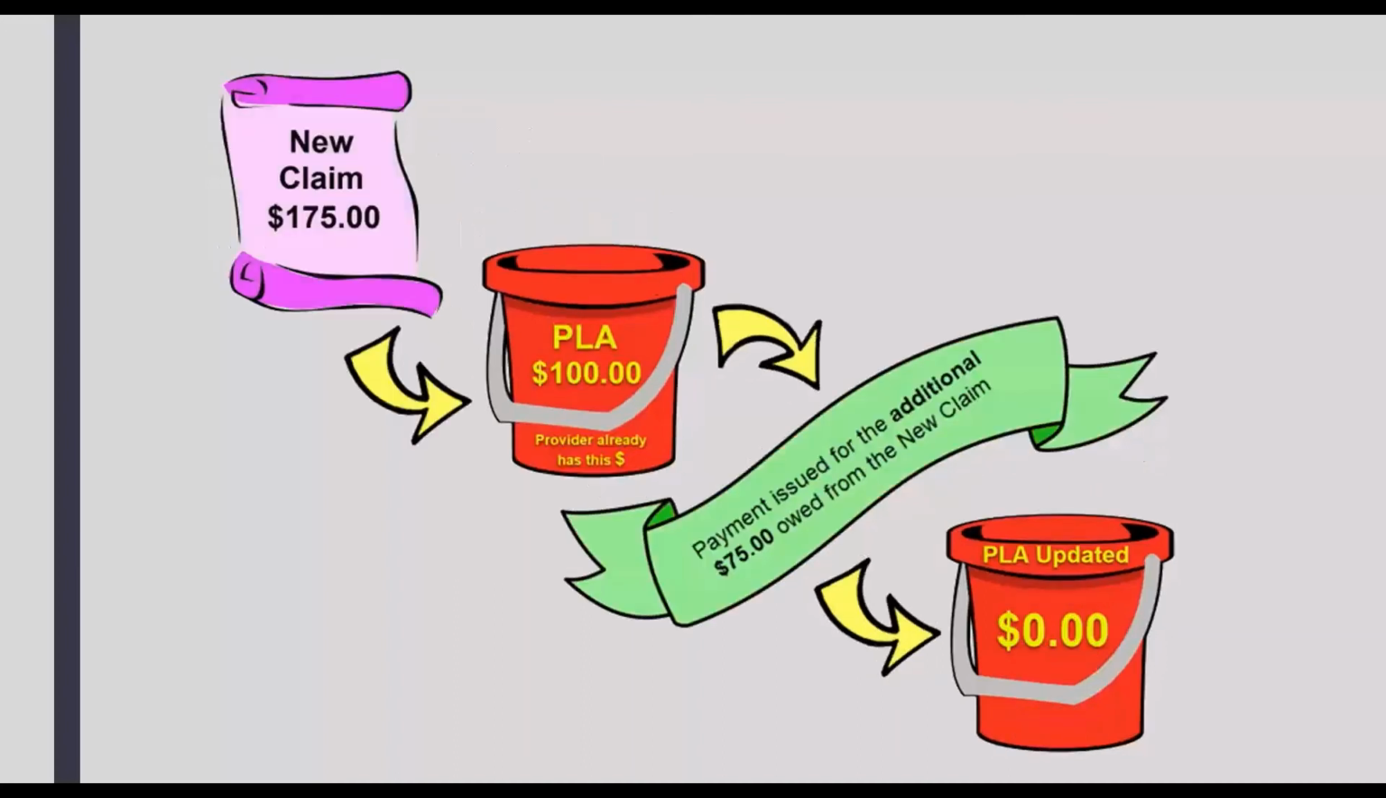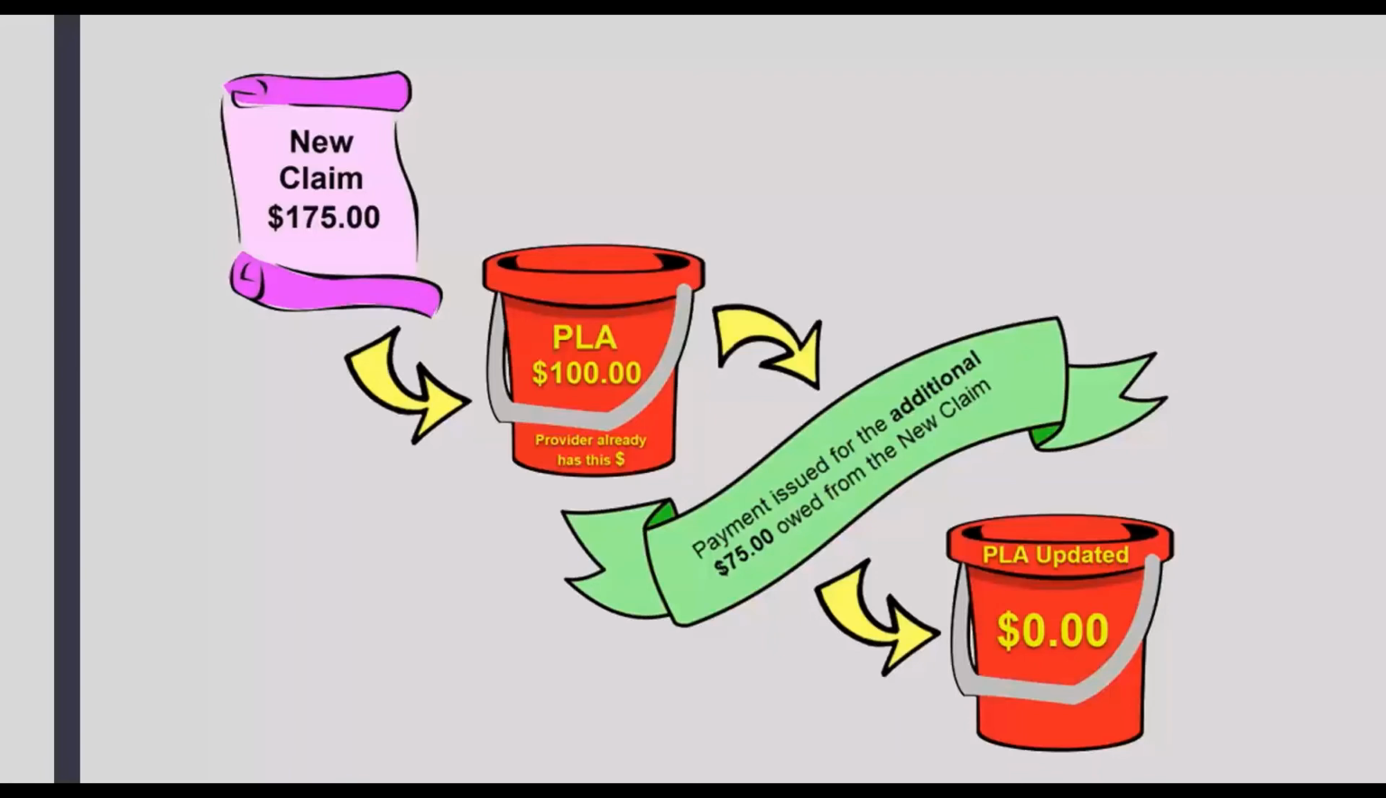If we do the same logic, if your new claim is more than your old claim, remember the old claim was $100, the new replacement claim was $175. That new claim is processed against the PLA, which is only $100. We underpaid you. We should have paid you $175, but we only paid you $100. So then we're going to issue you a new second payment for that additional $75 that we owe you to make up the true correct total of $175. And then your PLA is going to get zeroed out. You don't owe us any money. We actually owed you money in that situation.